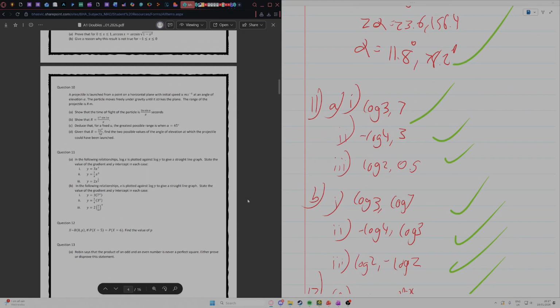Very boring thing. For the first part of both of them, you can do it manually, maybe log both sides, rearrange it and then find your values. But you can just remember that for polynomials, this value here is going to be your y-intercept, and this power is going to be your gradient. Same thing here. And for these ones, log of the base is going to be your gradient, and log of this other thing is going to be your y-intercept.